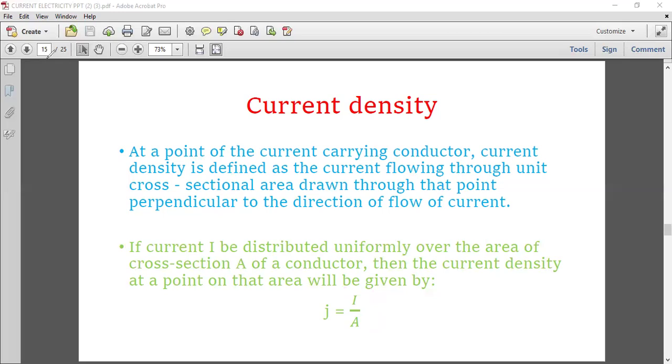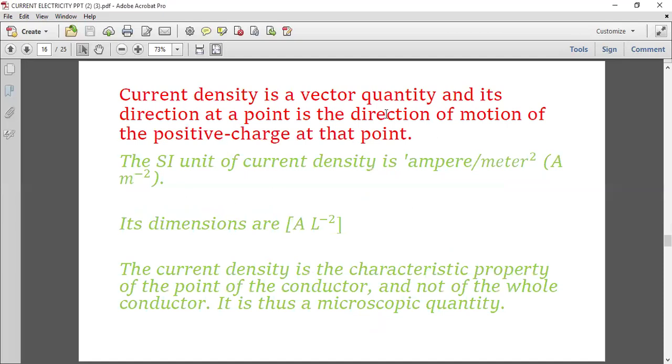Now see here, let's see in the next slide. Here it is a vector quantity, its direction will be in the direction of current. It's clear. Current density is a vector quantity, its direction at any point will be in the direction of flow of positive charge. Flow of positive charge वही होती है जो direction of current होती है. Now SI unit of current density I upon A ampere per meter square, dimensional formula. This is very simple thing that you can determine.